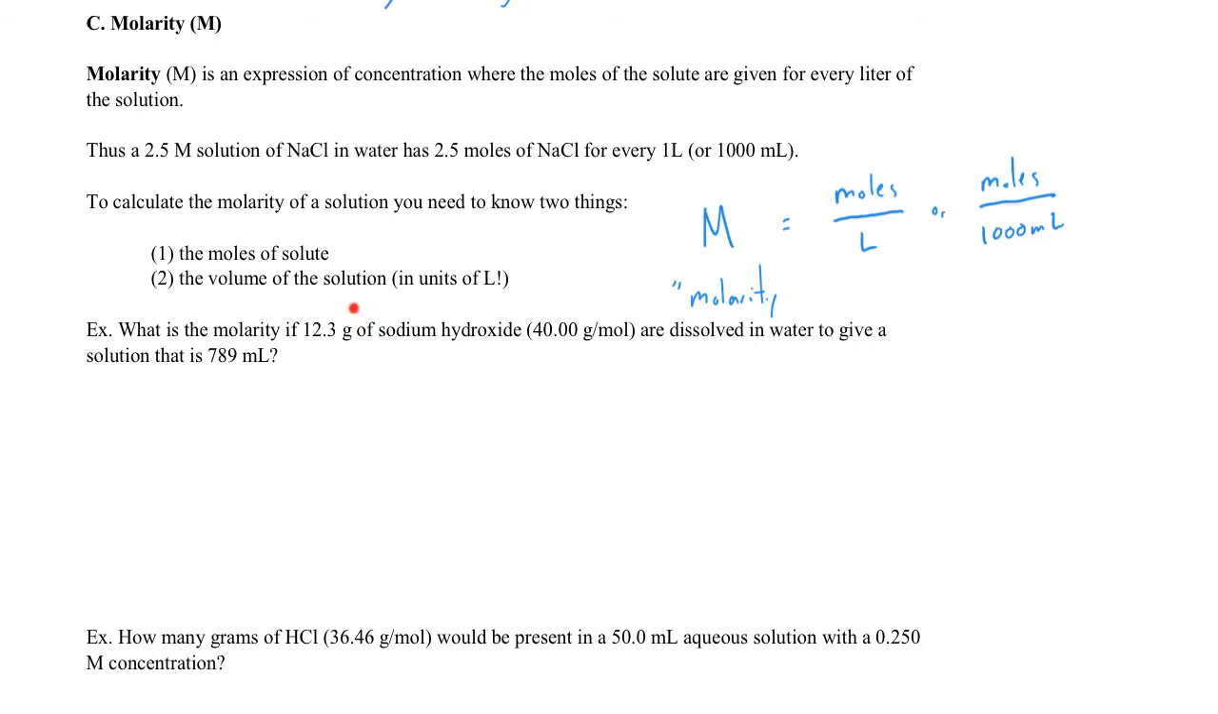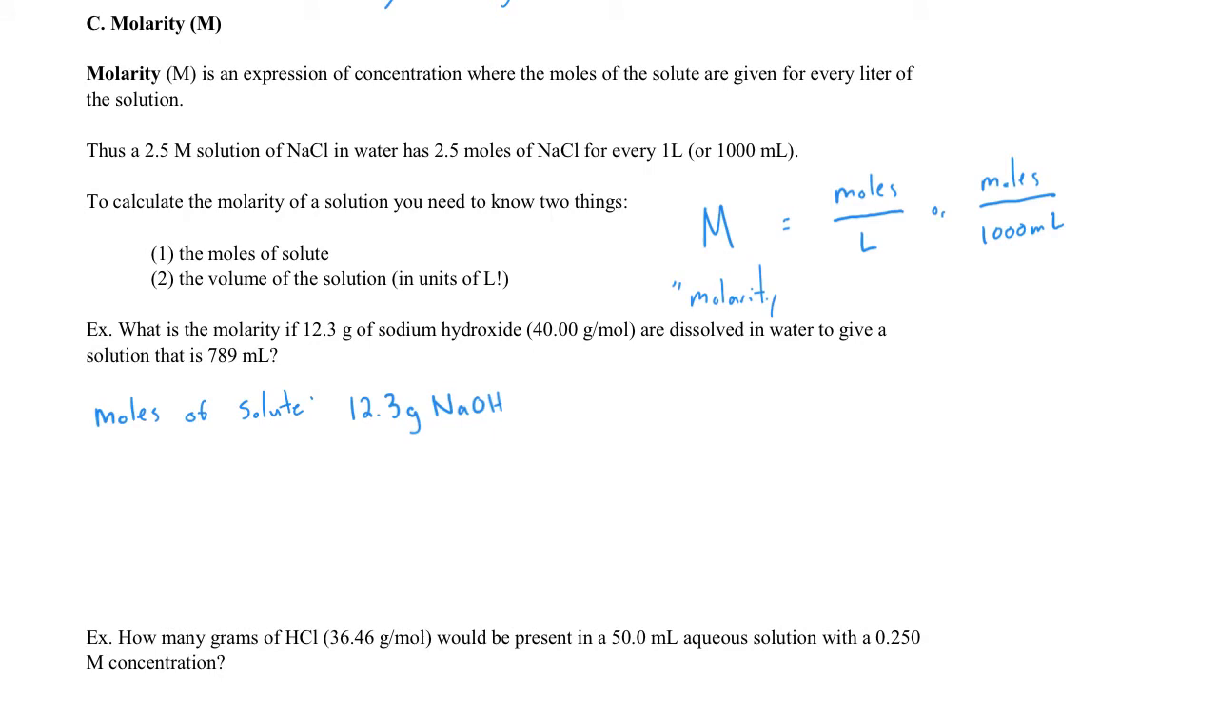What is the molarity if 12.3 grams of sodium hydroxide are dissolved in water to give a solution that is 789 milliliters? So to calculate the molarity, we need two things. We need the moles of the solute, and we need the volume of the solution. Notice that we're given the grams of the solute, and if we want to convert that into moles of solute, we need to use the molar mass. So let's do that first.